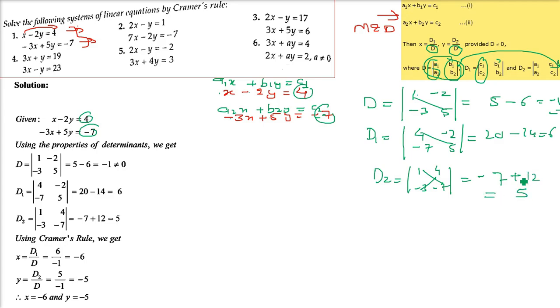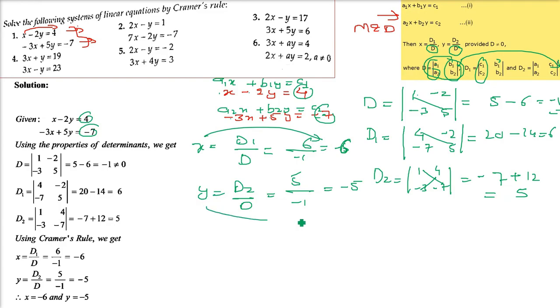Now we have D1, D2 and D. In order to get x, x will be D1 by D, and y will be D2 by D. D is not equal to 0, so x and y are defined. Just put D, negative 1, in the denominator; D1 is 6 and D2 is 5. So negative 6 is the value of x, and negative 5 is the value of y. This is how we solve a linear equation with 2 variables using Cramer's rule.